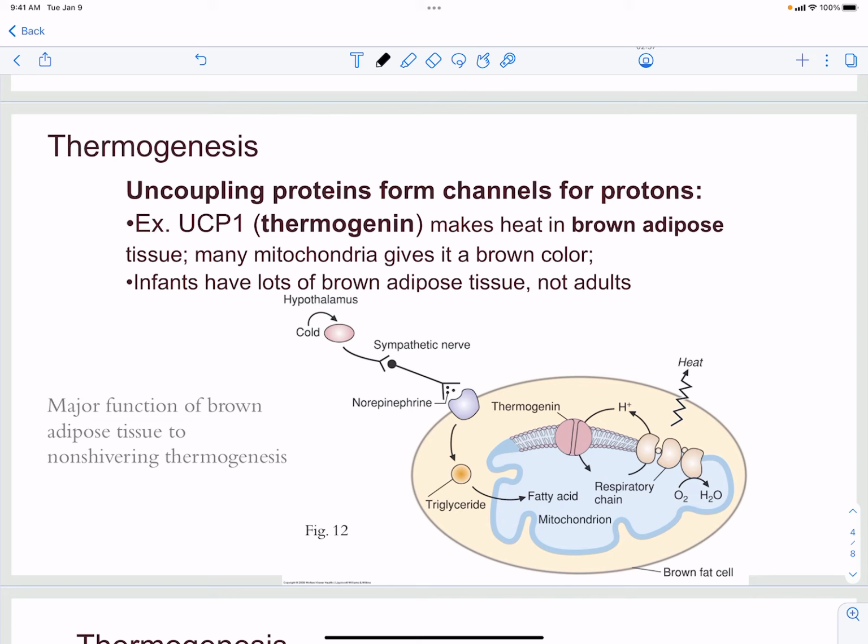And so in essence, what's happening here is thermogenin is going to incorporate itself into the inner mitochondrial membrane. And as the electron transport chain of the baby is pumping hydrogens into the intermembrane space, thermogenin allows for an alternative route for the hydrogens to re-enter the matrix of the mitochondria. So the hydrogen will pass through thermogenin instead of going through ATP synthase.